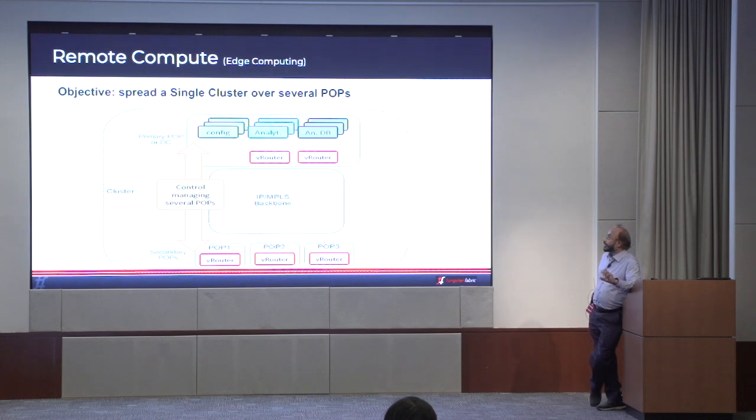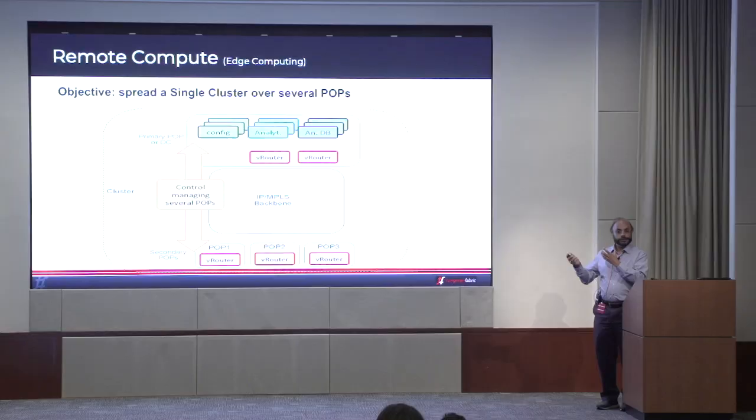So you have a config, you have an analytics database, and then you have a VRouter. One thing I've done is I've taken the control, which was a block in the previous slide, stretched it out, and made it distributed. I said I can leverage the MPLS backbone and spread it out, and therefore carve out multiple POPs. So the VRouter still runs in your central location, and it can now also run in the secondary POPs. That's how we start to stretch.